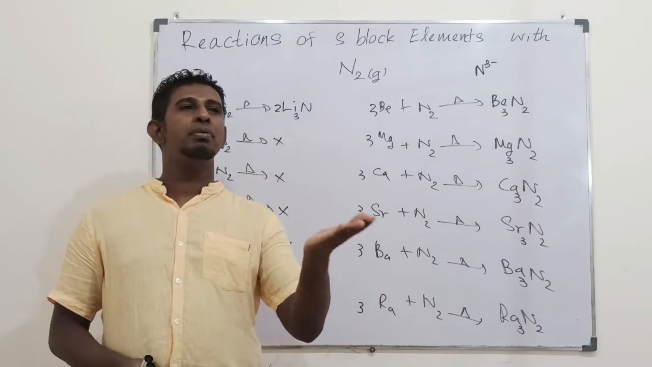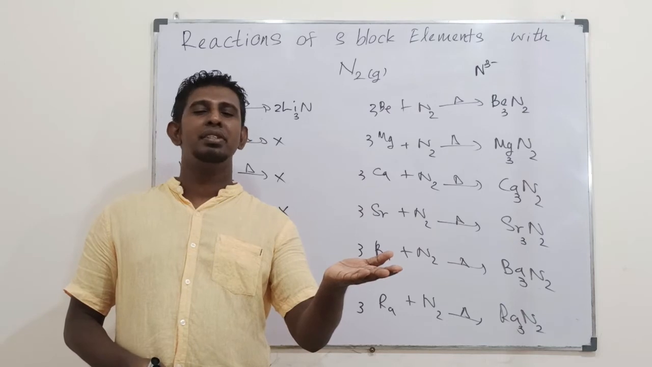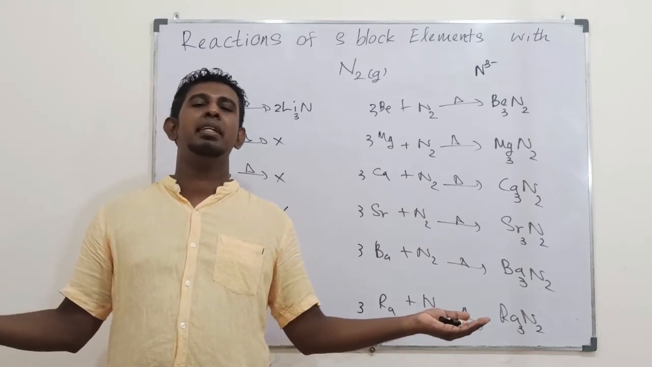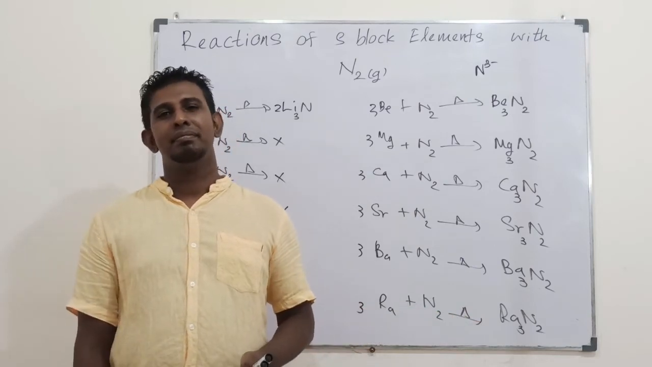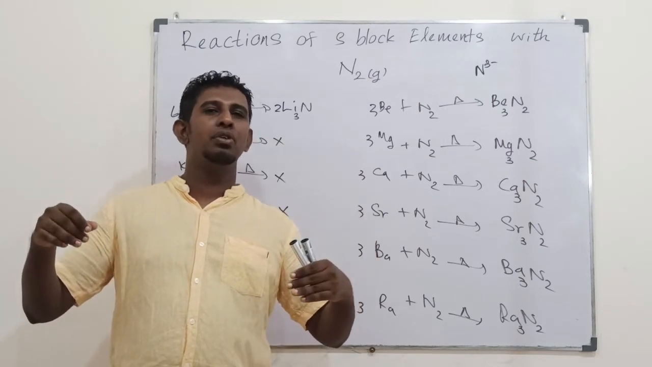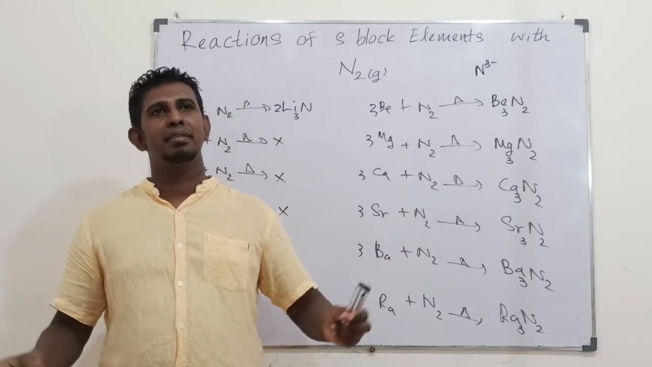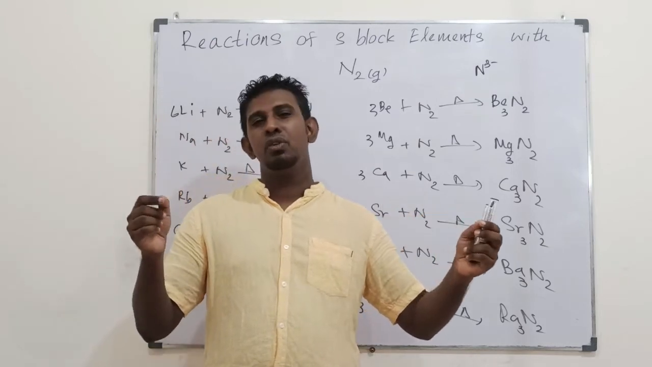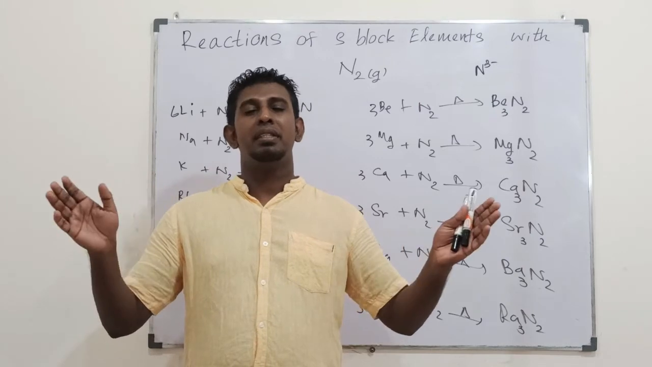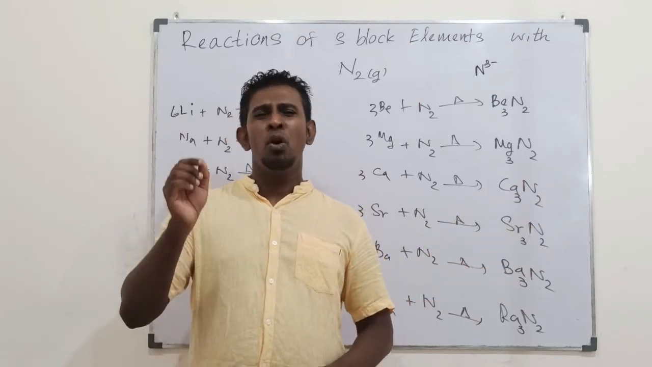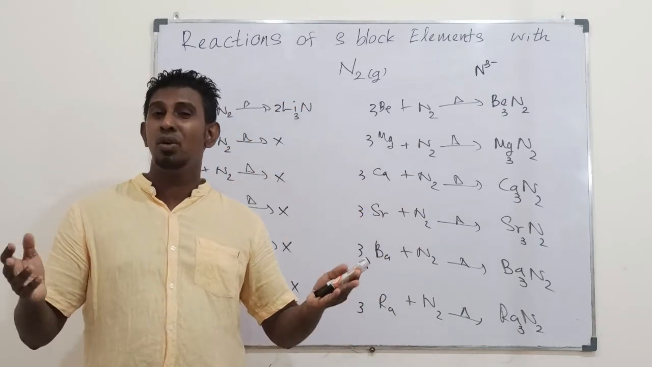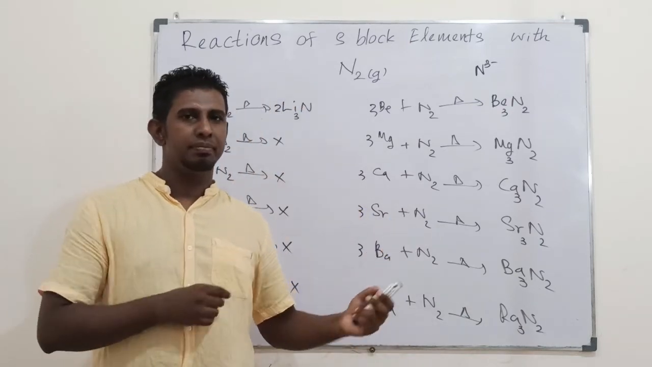Those who form stable nitrides only would react with nitrogen. Others, for the reason that they can't form a stable nitride, will not react with nitrogen. So in the first group, only lithium would react with nitrogen; others in the first group, except lithium, can't react with nitrogen. All the elements in the second group could react with nitrogen, forming metal nitride. That's the summary. Okay, hope you could understand these few points, and there's a logic behind that.